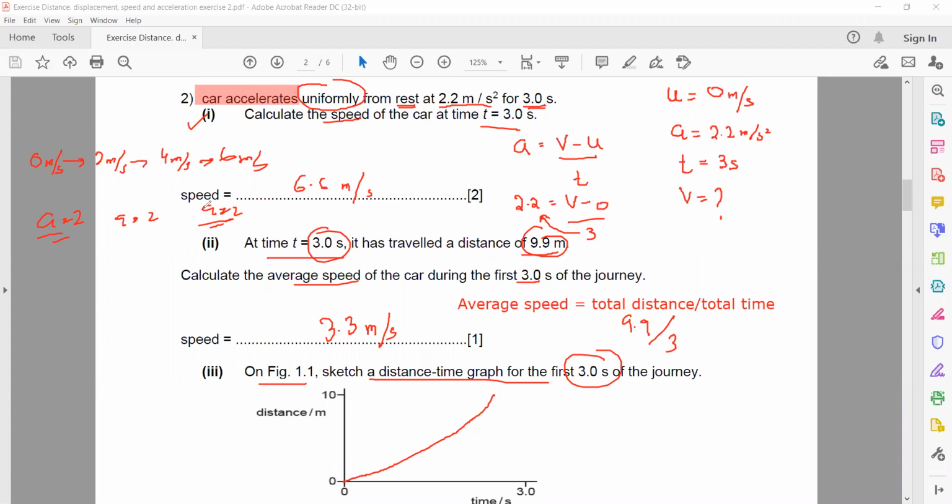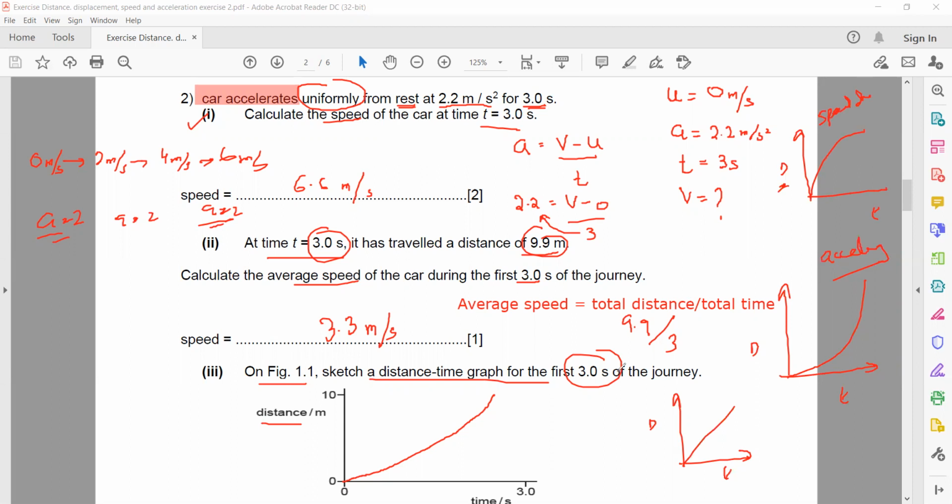So for a distance time graph, it won't be straight. If it was a constant speed, then it will be a straight line. If it is a constant acceleration or accelerating, then it will be a curve. This is representing accelerating or uniform acceleration. And if it was decelerating, like speed was decreasing, then it should be like this for a distance time graph.